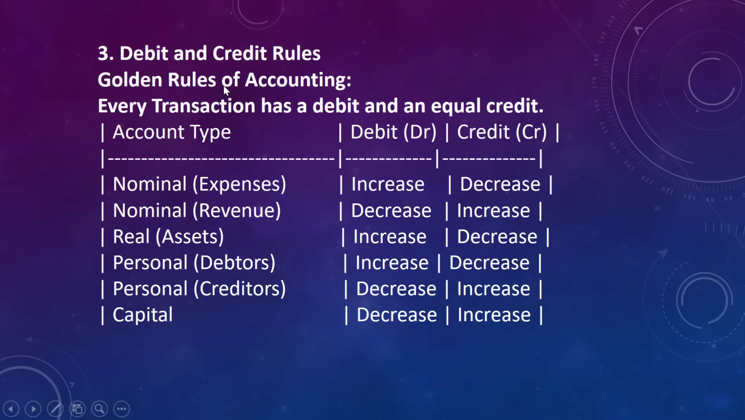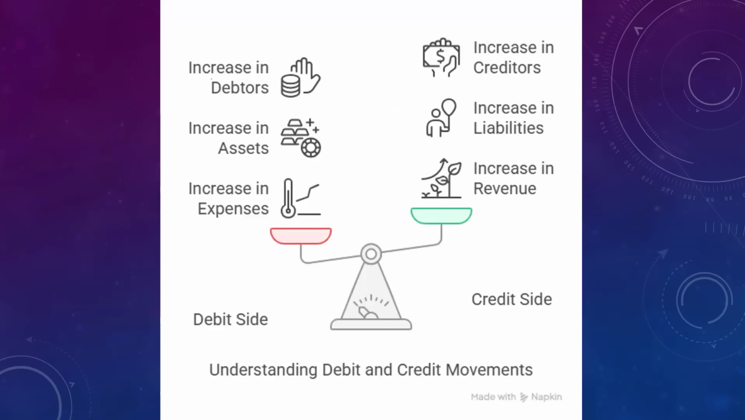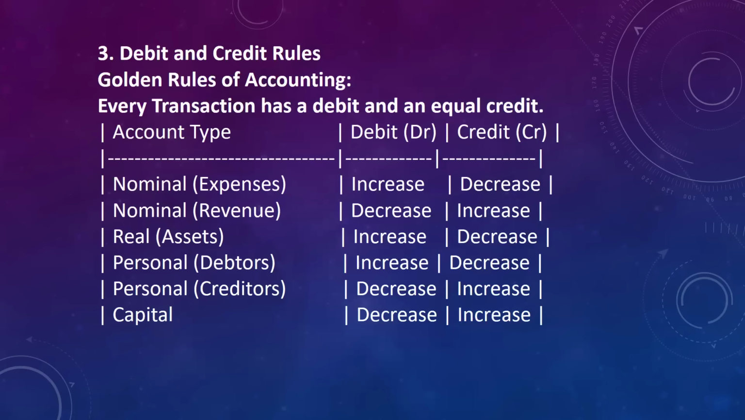Now, we're gonna look at the double entry rule. You ever heard of the double entry rule before? Yes, sir. The double entry rule: every transaction has a debit and an equal credit. Every transaction has a debit and an equal credit.